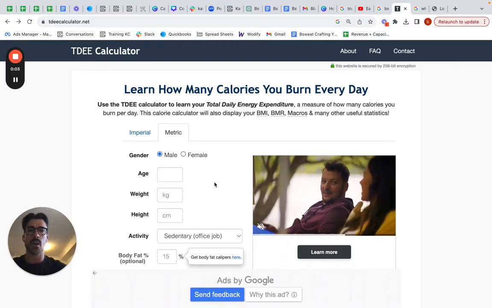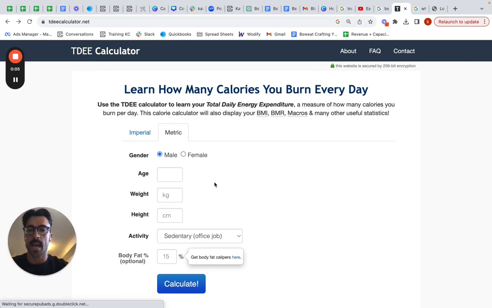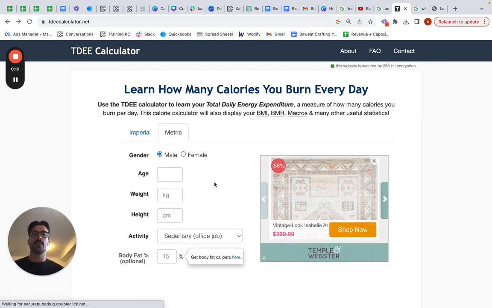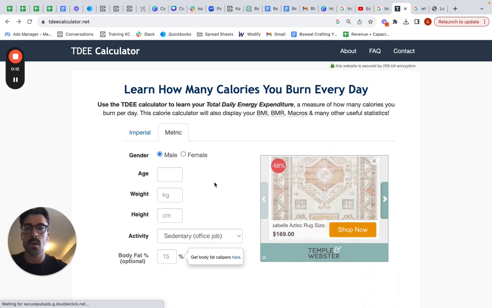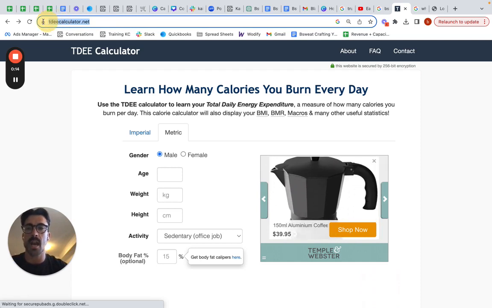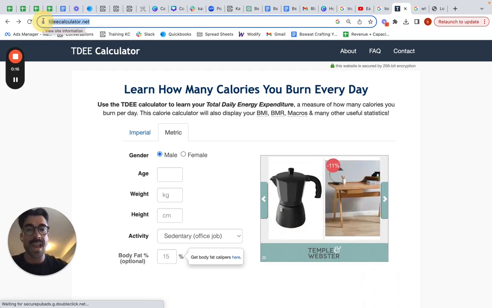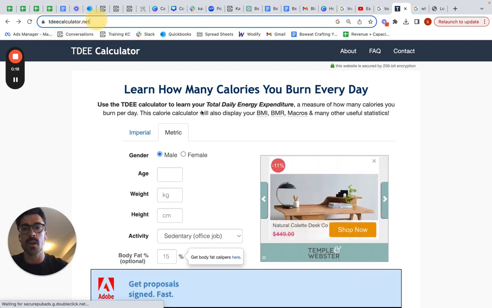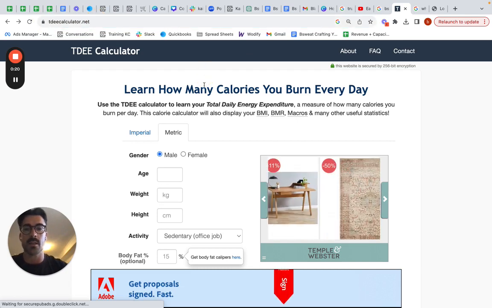Alrighty, hey everyone. So it's time to calculate our calories and our macros, so that way we actually know how much food to eat to get to our results and our goals. What we're going to do is go over to our browsers, go to a website called tdecalculator.com. So .net, not .com because it won't work. And it's going to come up with a page that looks exactly like this.